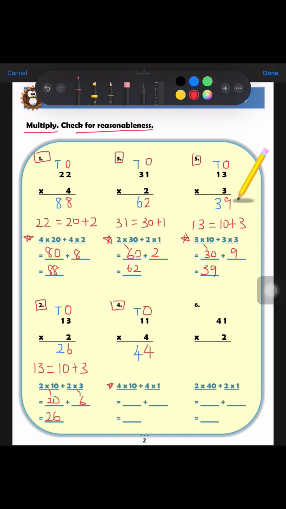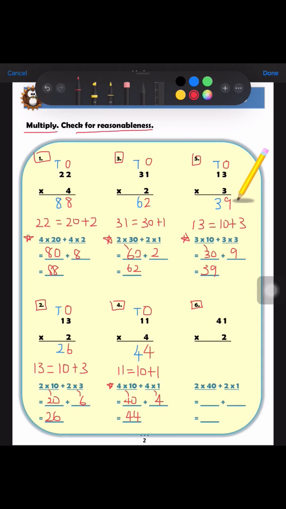Okay, check the answer. We split 11 into 10 and 1. And then multiply by 4. So 4 times 10 equals 40. 4 times 1 equals 4. And then add them together equals 44.